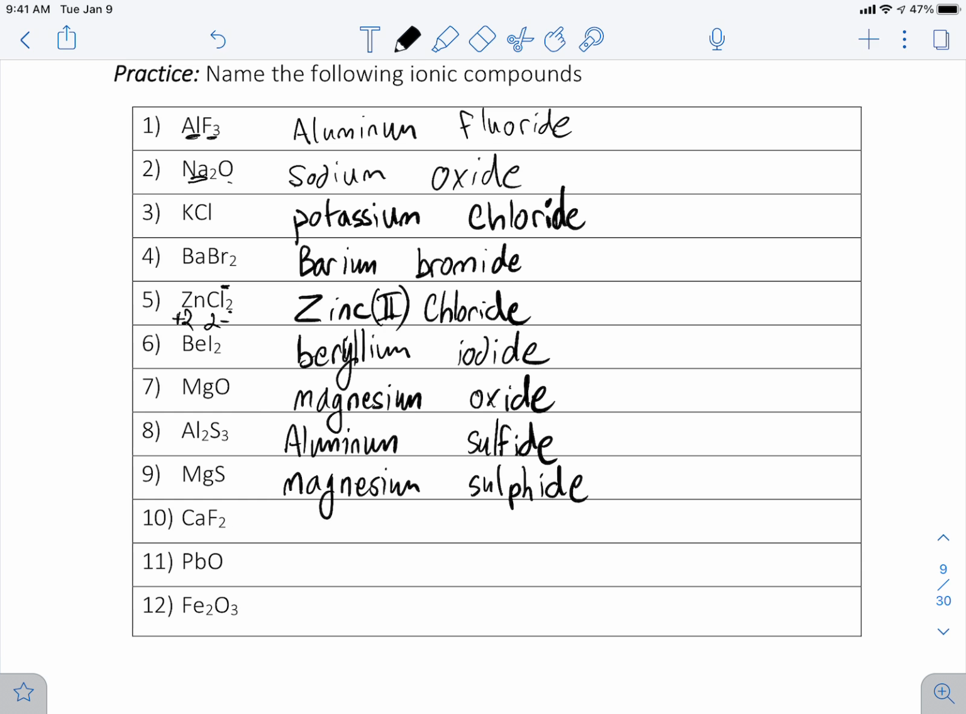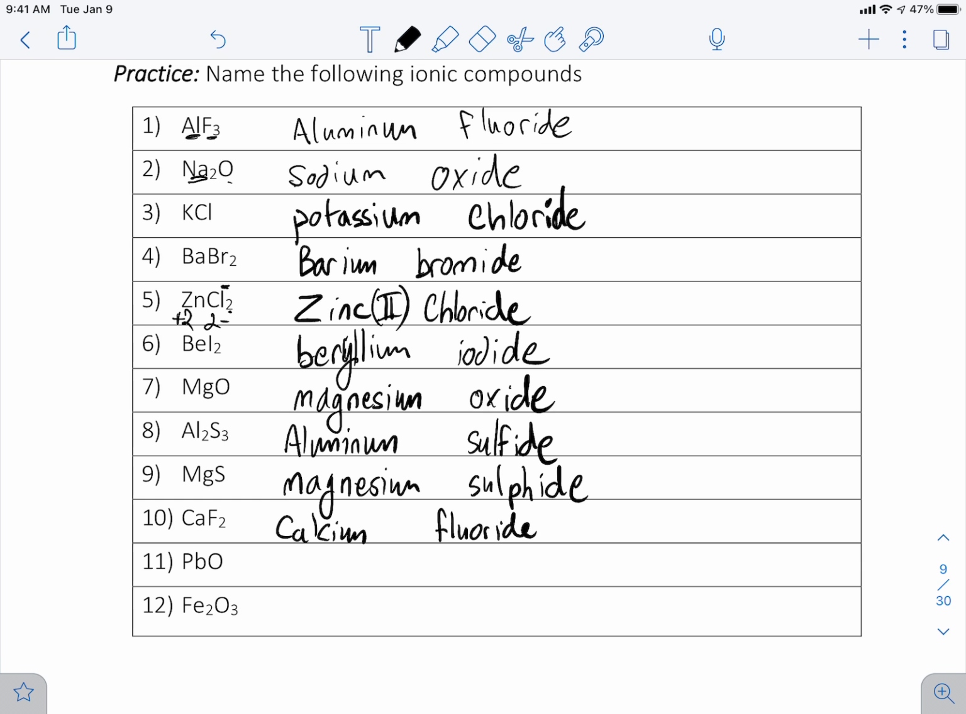I'm trying to get this to work here. Okay. And the next one we have is a calcium, and this would be fluoride.